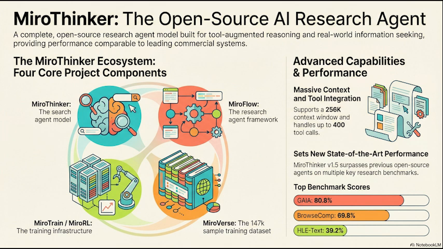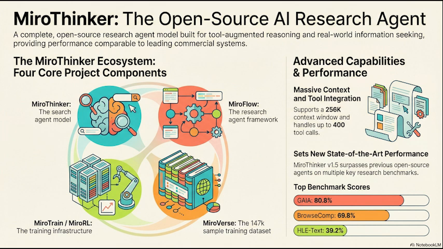MiroFlow gives it strategy. And we all know the old saying, garbage in, garbage out. A model is only as good as its training data. So pillar 3 must be the data. And this is a huge differentiator for them. It's called MiroVerse. This is their own premium open source training data set. We're talking about 147,000 samples.